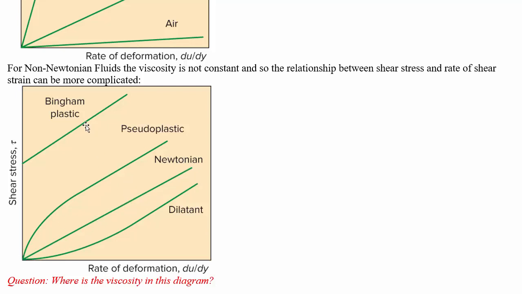If it's an offset linear, like a Bingham plastic up here, then that means that you need to apply a certain shear stress before you get any rate of shear deformation. It behaves like a solid until you reach some threshold stress, and then it behaves like a fluid. An example of that is toothpaste or margarine. And we also have examples of pseudoplastics and dilatants. Before we talk about that, let's just pause and think, where is the viscosity in this diagram?